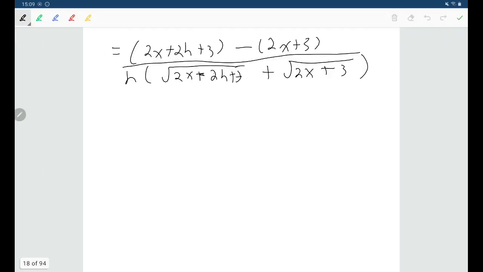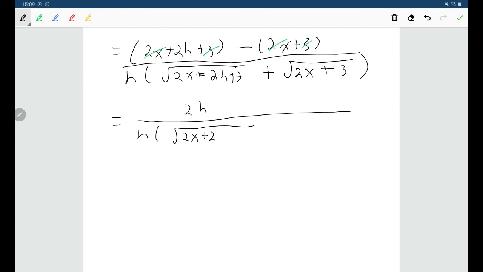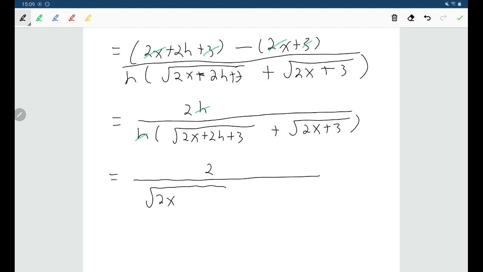And that means that a bunch of things are now going to cancel. The 2x minus the 2x will cancel. I'll have a 3 minus a 3 canceling. So in my numerator, I'll have just 2h left behind. And the h's cancel. And as I said before, with difference quotients, what we mean by simplify is get it to the point where the h that was in the denominator has canceled, and that's where we're at. So this is where we'll leave things.